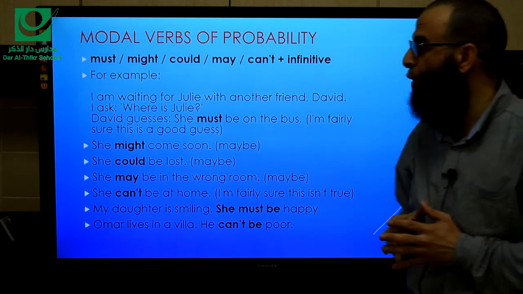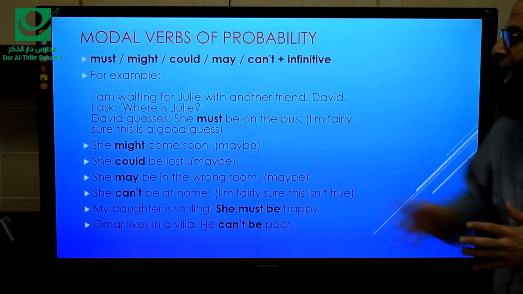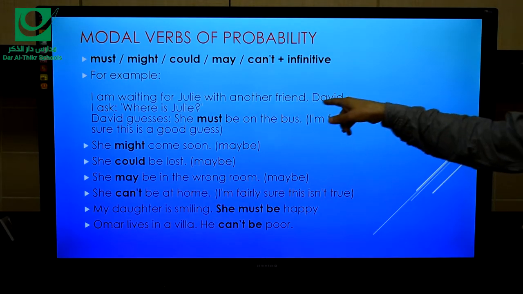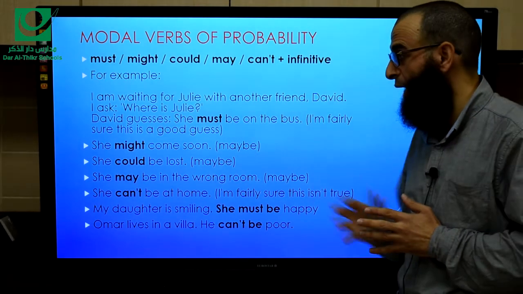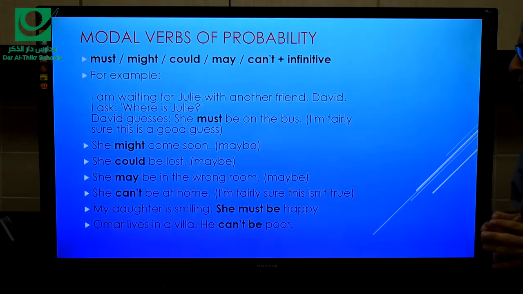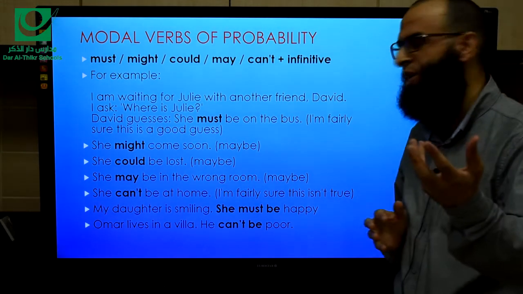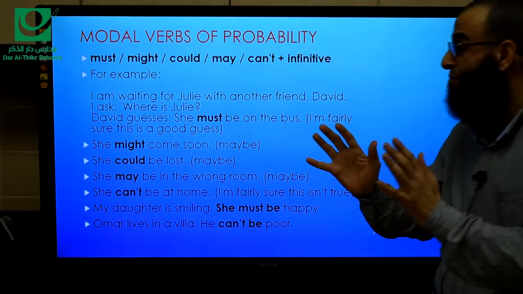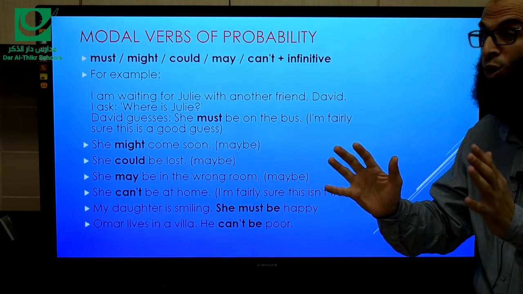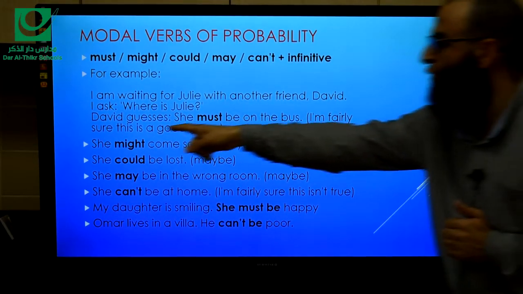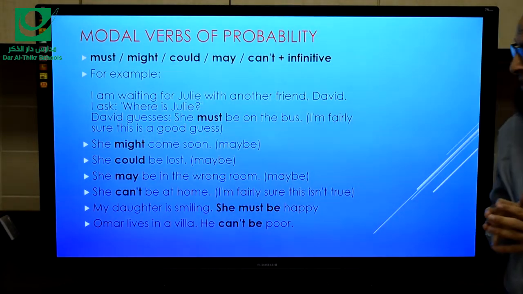Look at this example. Listen to me. I am waiting for Jolly with another friend, David. I ask, where is Jolly? David guesses, she must be on the bus. What does it refer to when I say must be on the bus? Is he sure or not sure? Yes, he is fairly sure. This is a good guess.